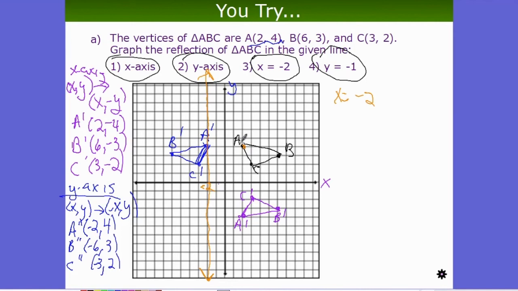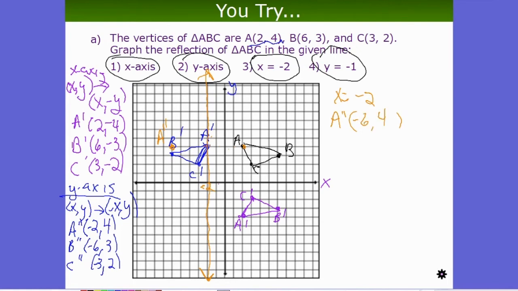How far away is A from this orange line? It's 1, 2, 3, 4. So continue 1, 2, 3, 4. That will be what I'm going to call A double prime. So if you want to write that down, you can just read that point off, -6, 4.